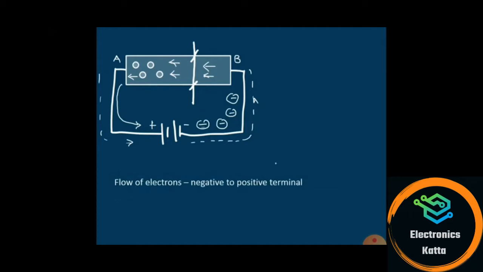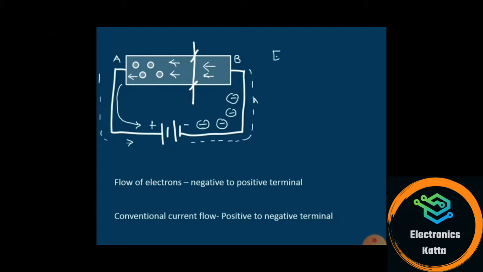But in electrical circuits, we generally take the flow of current from positive to negative direction. That is the conventional flow of current. So the conventional current flow is from the positive to the negative terminal in the circuit.